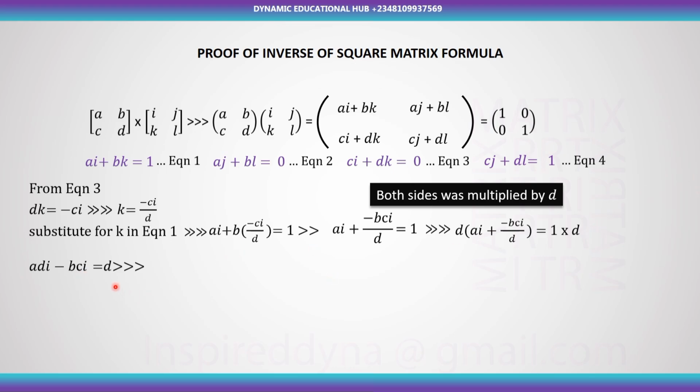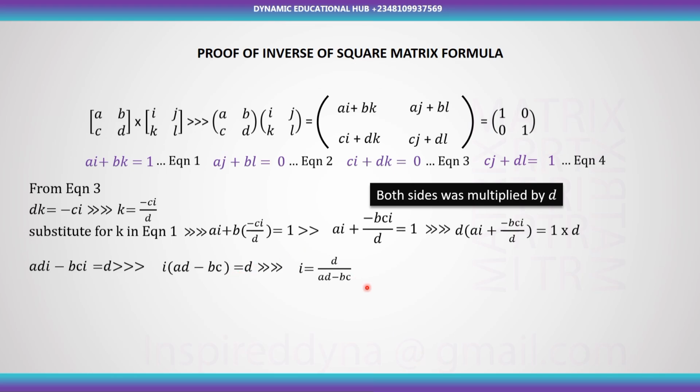Don't forget the goal. We are making I, J, K, L in terms of A, B, C, D. So we are left with I here. Now the next thing is, we can factorize this. Bring out your I. So you are left with AD minus BC is equal to D. So you divide both sides by AD minus BC. What are we going to have? I is equal to D over AD minus BC. So you have related I in terms of A, B, C, D.